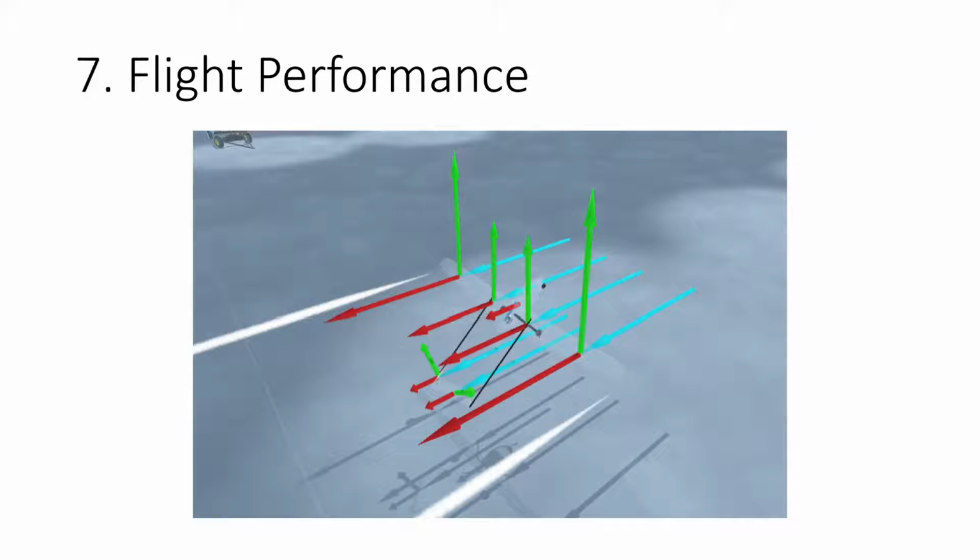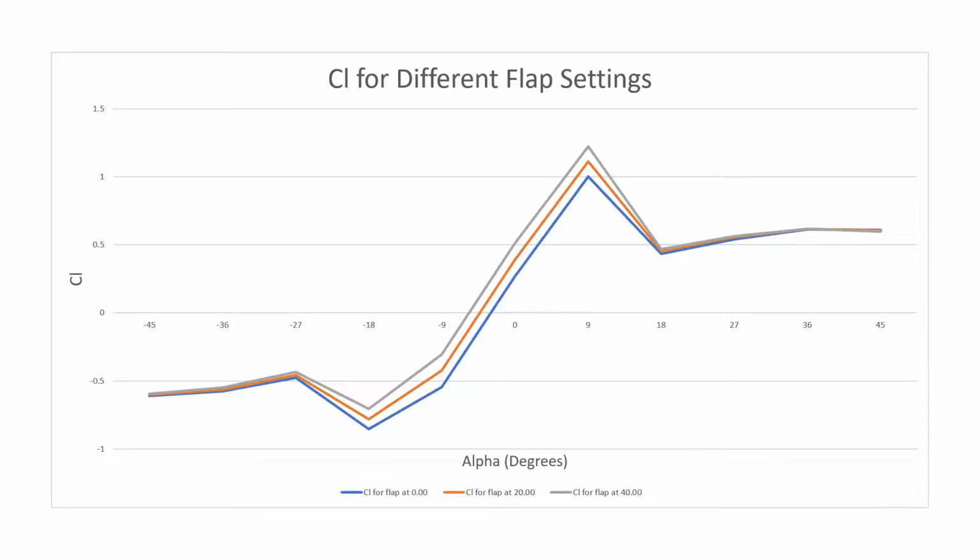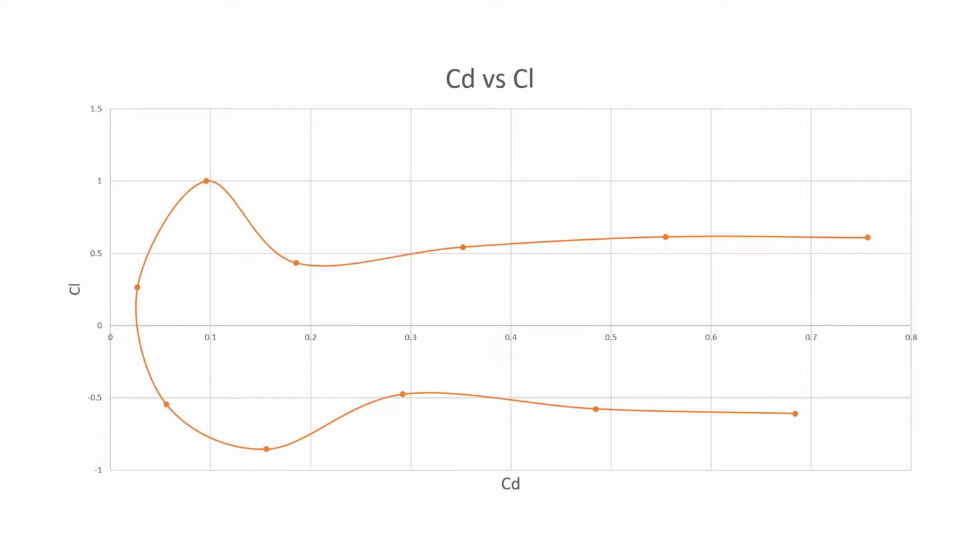Next, the flight performance was examined using a static wind tunnel experiment in the Unity project. First, a plot of CL against alpha for different flap settings was made. Using the data collected from Unity, CL max was taken around 1.3, which is a little different when compared to the manufacturer's value of 1.5, however not so different for it to be a concern. A drag polar of the results from the static wind tunnel experiment was also constructed, as you can see on the screen.